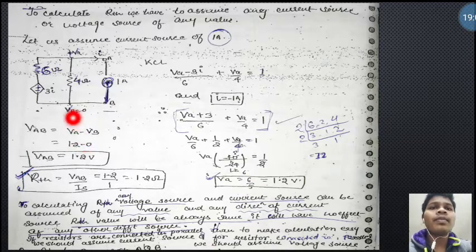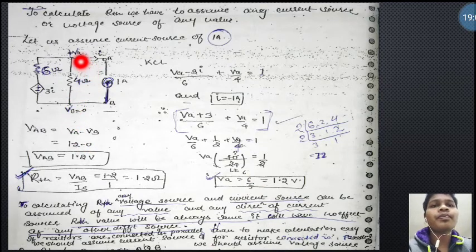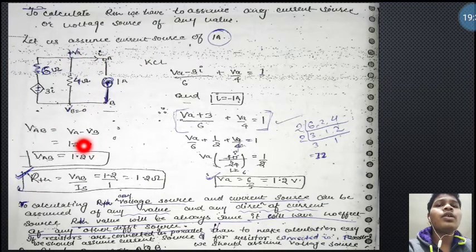After getting the value of VA, we need to calculate the voltage across this point. So the voltage across this point is what? VAB. So VA minus VB, that is VAB. VB is equal to 0 here, since we already took it as the reference. So there is only VA, and this VA is this voltage. So VAB is equal to 1.2 volt.